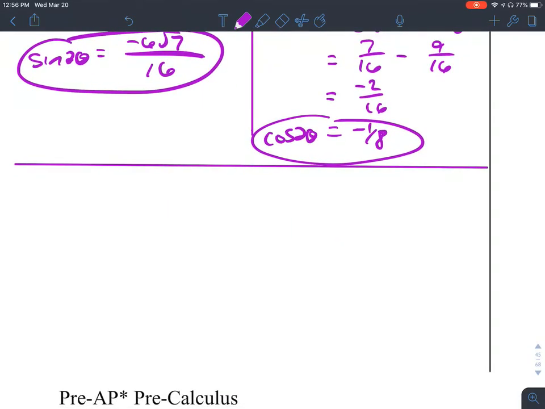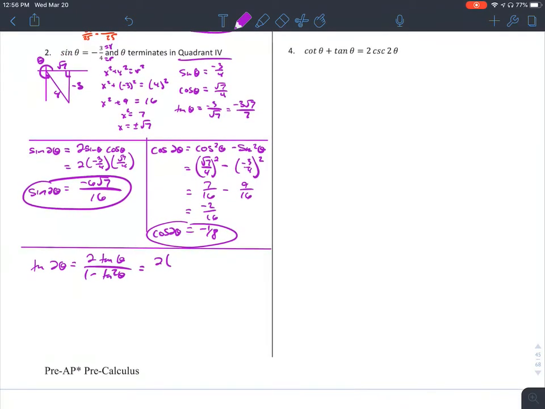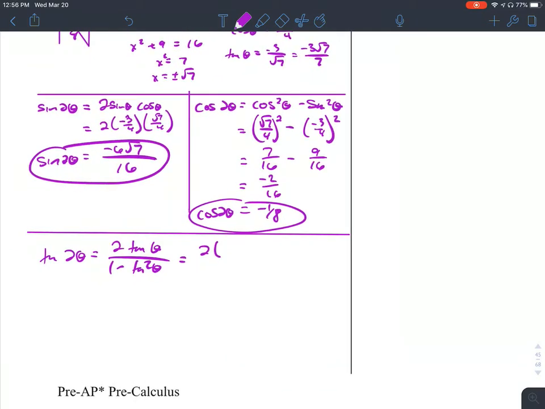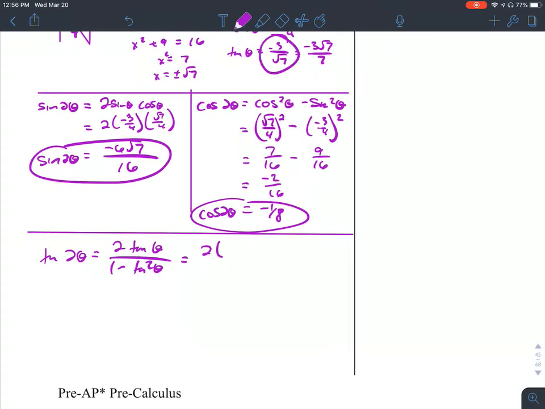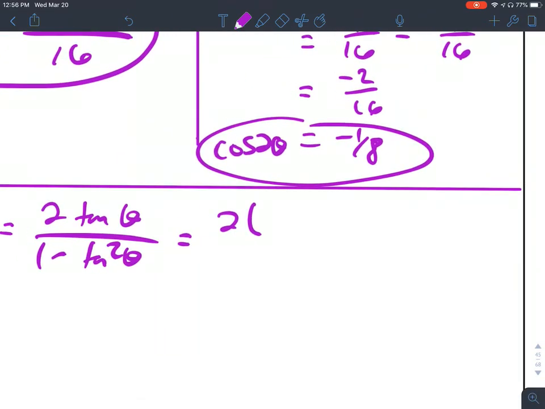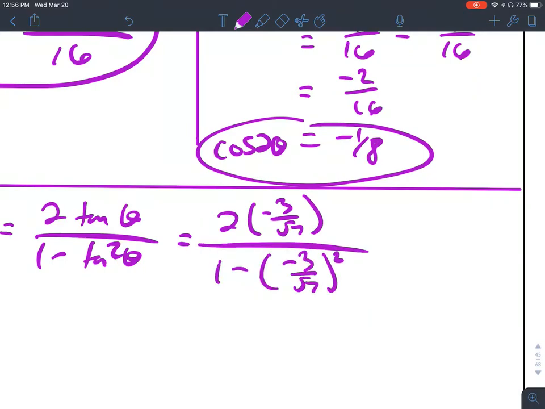Next we have tangent of 2 theta, which is 2 times tangent of theta divided by 1 minus tangent squared of theta. Tangent of theta, we have written down, is 3, you know what? I'm actually going to use this version of it. Might be easier to simplify, we'll see. Negative 3 over the square root of 7. Let's see what happens. Over 1 minus negative 3 over the square root of 7 squared.